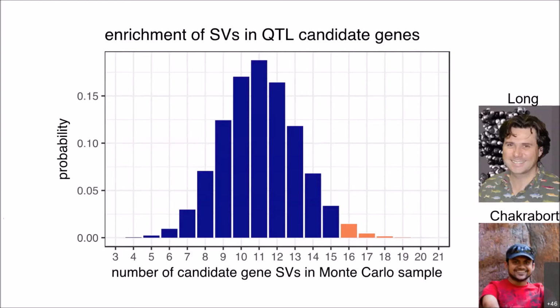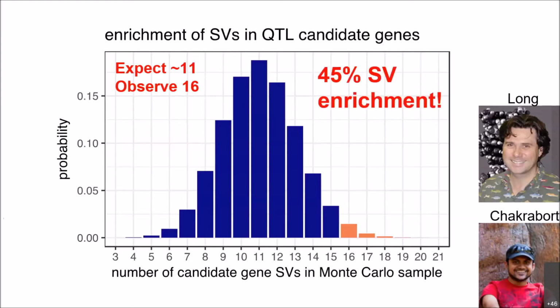And if we go to the next slide, we summarized across all possible studies, and randomly you would expect to see about 11 genes with a structural variant inside their structure. And we actually observed 16. Now, this is not a large number of genes, and the number of studies is relatively small, but this represents years of work integrated over multiple groups. So it's really hard to get this data. But if you go to the next slide, you'll see that this is a 45% enrichment.